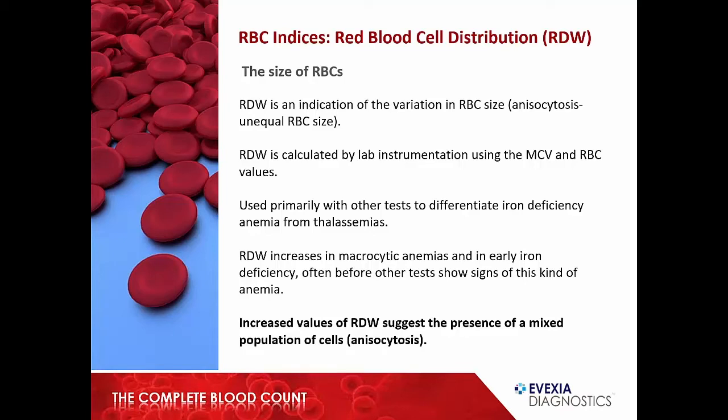Next is the red blood cell distribution width, and that's going to give you information about the size. So the RDW is an indication of the variation in RBC size, and it is calculated by laboratory instrumentation using the MCV and the RBC value, and is primarily used to differentiate iron deficiency anemia from thalassemias. And it's important to note that the RDW increases in macrocytic anemias and in early iron deficiency anemia, often before other tests show signs of these kinds of anemia. So definitely need to take a look at that.